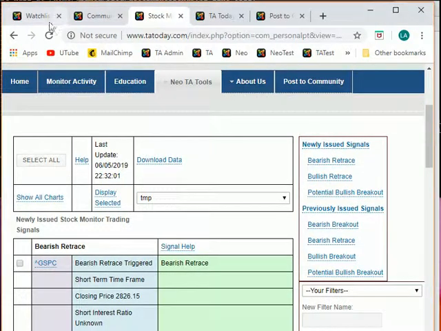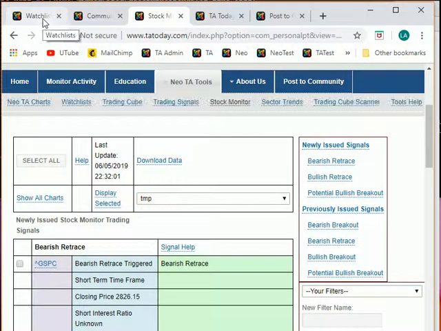The other thing worth mentioning is that you can scan a watch list in trading signals now. That's true.